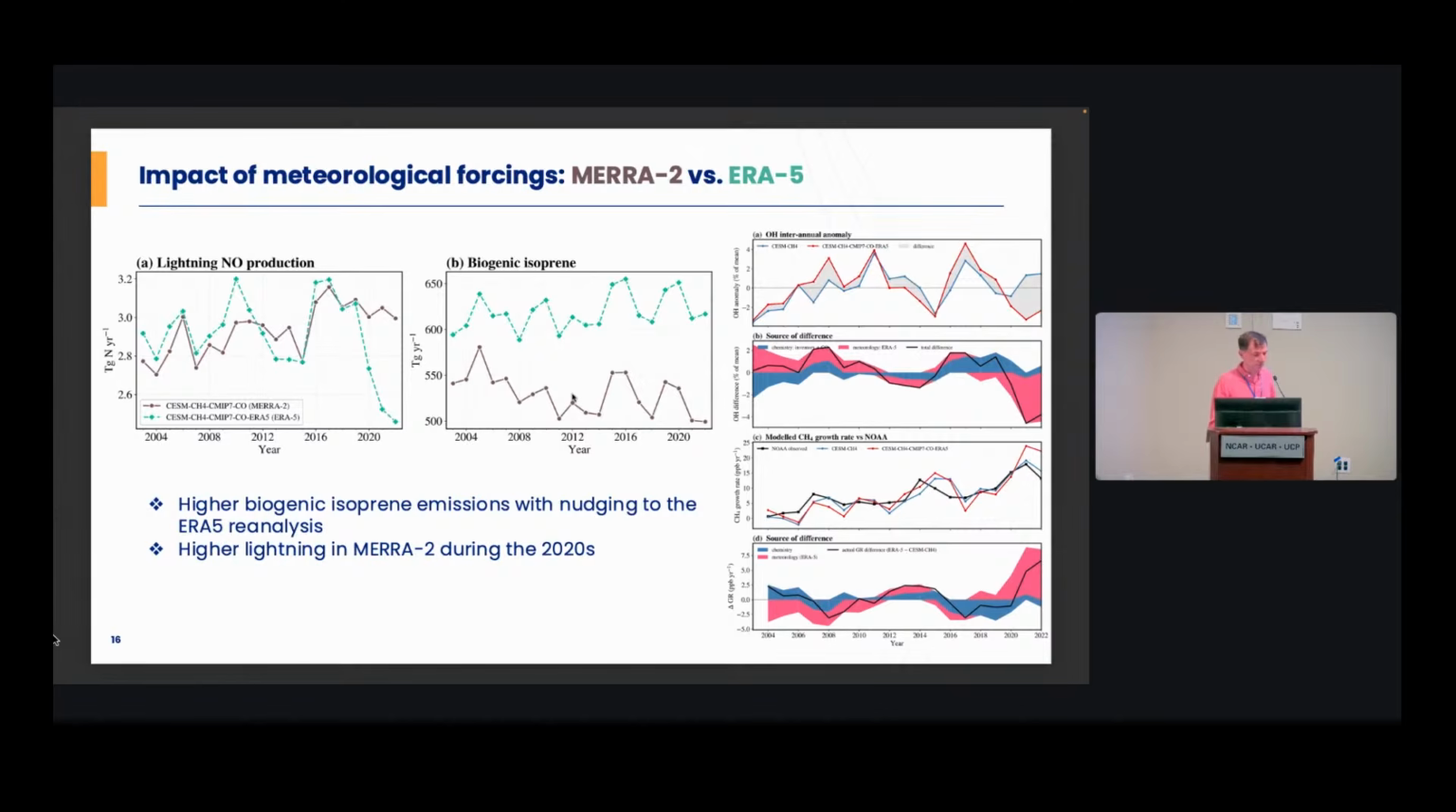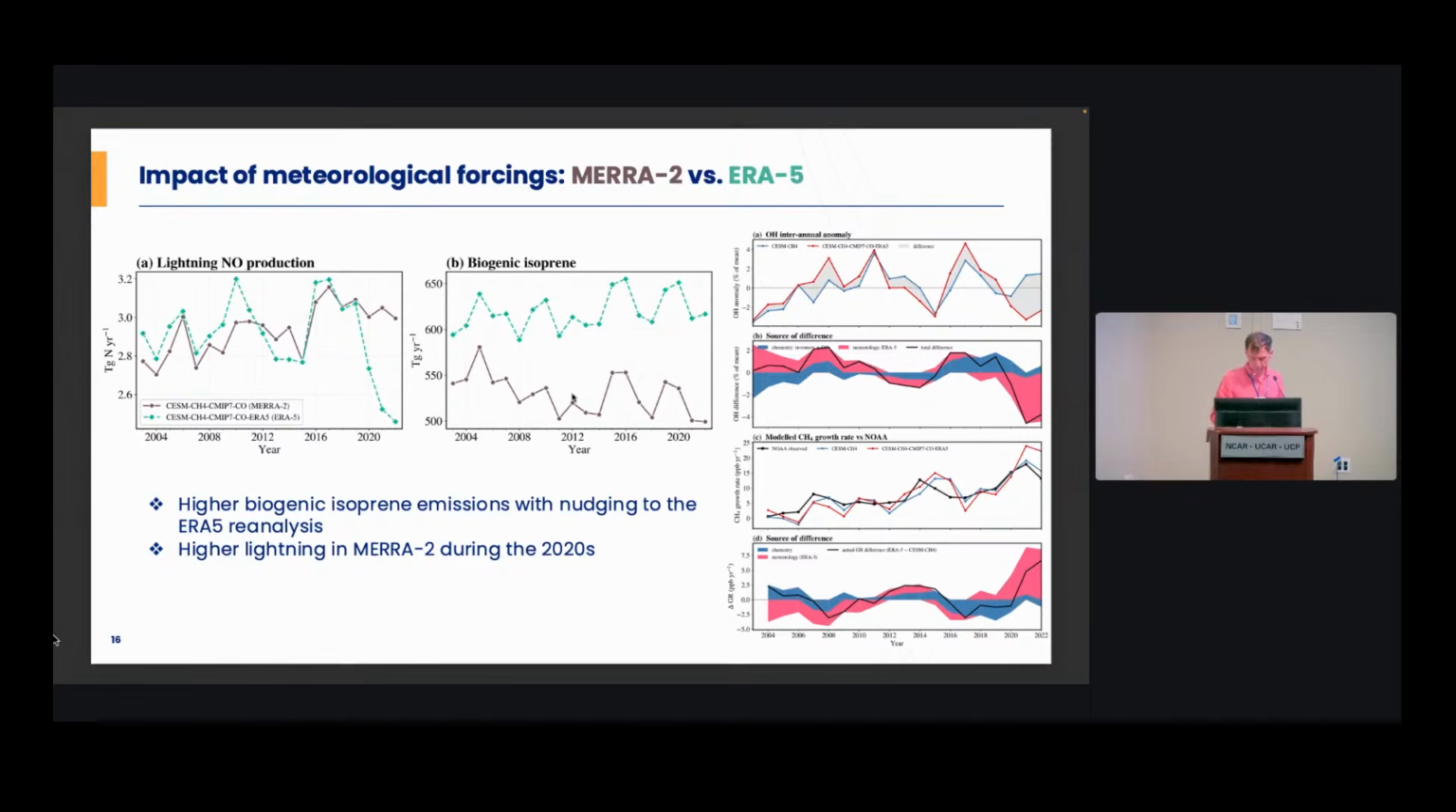Except for the last 3 years, where there is less lightning in CAM-chem driven by ERA5 as opposed to MERRA2, which has important implications for OH. The biogenic emissions are higher when you're using ERA5 because of higher temperature in the tropics. But overall, the seasonality and interannual variability is similar.